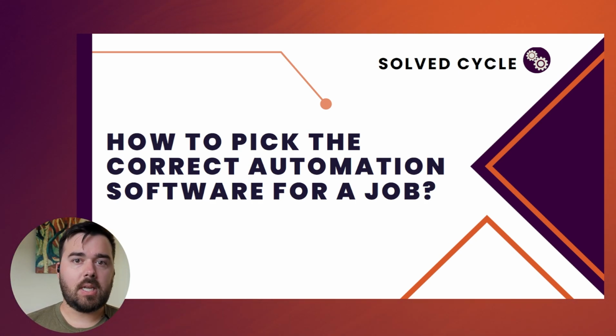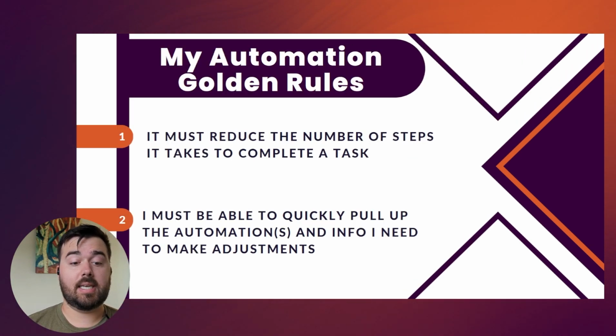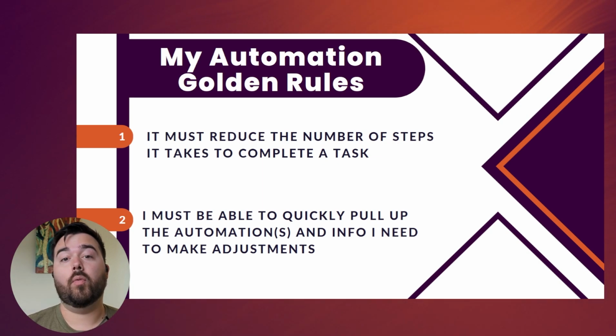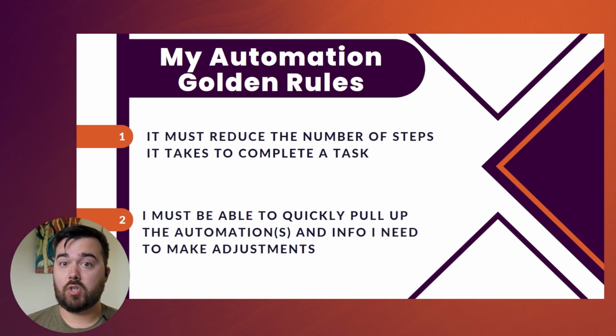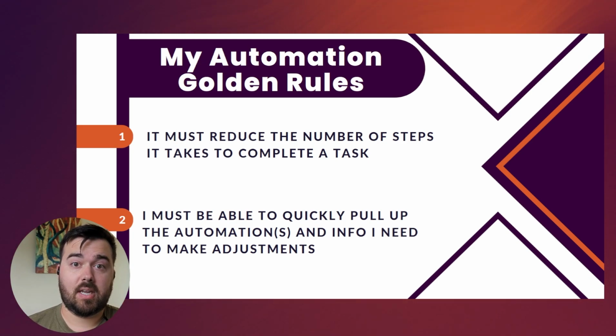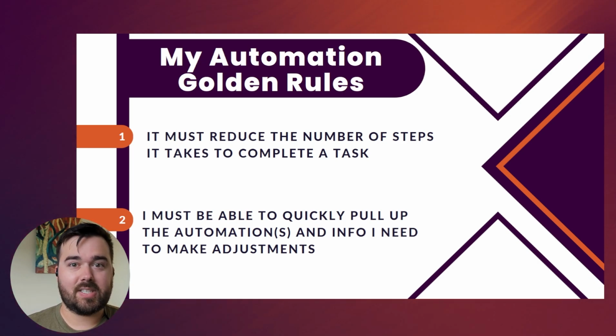So before we get into the specifics of the tools that we're going to be using, I want to give you two rules that I always try and keep in mind when building automations. The first is that my golden rule basically is that the automation should actively reduce the number of steps that it takes you to complete a specific task. If it takes more work, then that automation really isn't worth it.